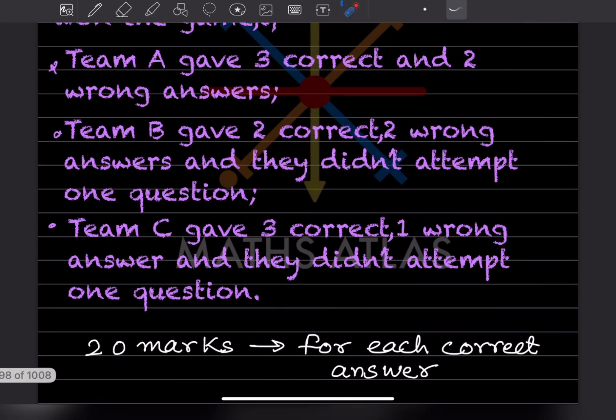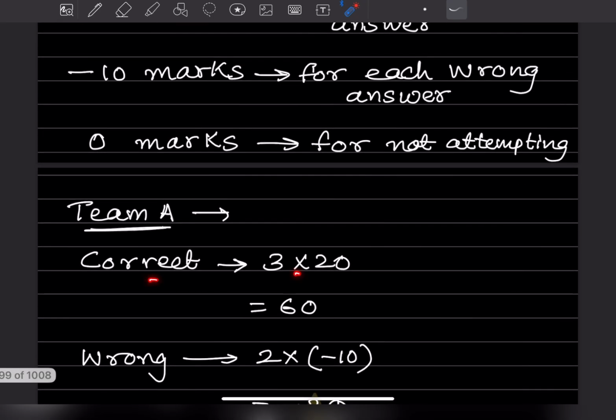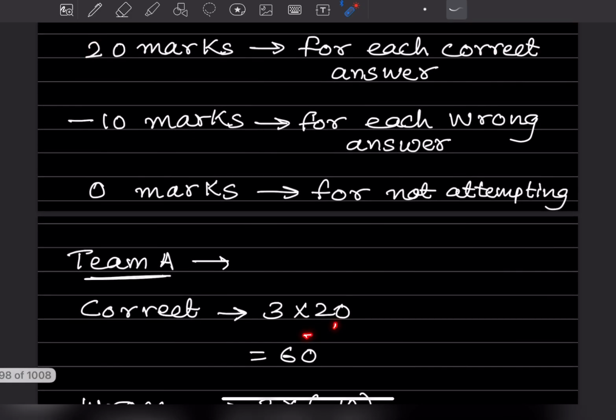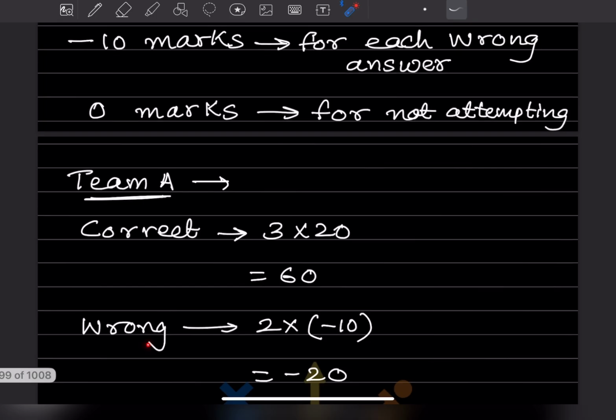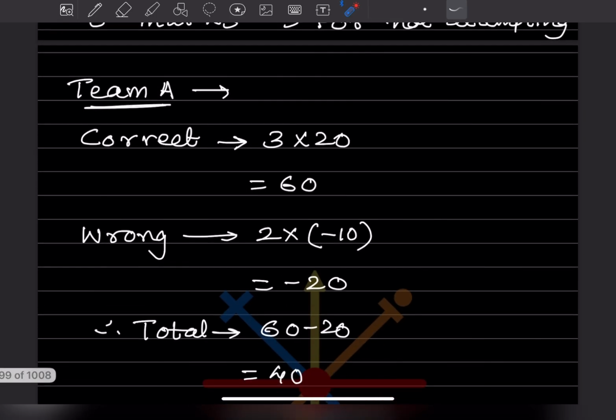So now let us see for team A. 3 correct and 2 wrong. So correct are 3. So 3 into 20, because for correct it is 20 marks. That is going to be 60. For wrong, 2 into minus 10. So that is going to be minus 20. So total will be 60 minus 20. So that is going to be 40.